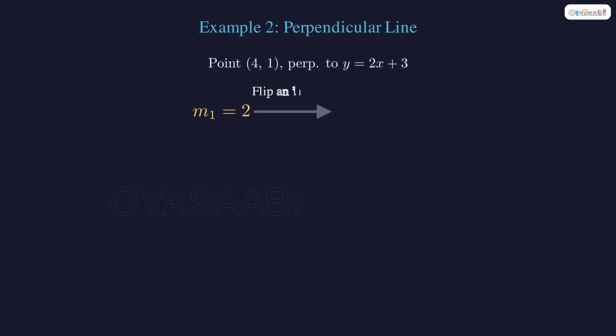Example 2. Find the equation through point (4, 1), perpendicular to y equals 2x plus 3. The gradient is 2, so the perpendicular gradient is -1/2.